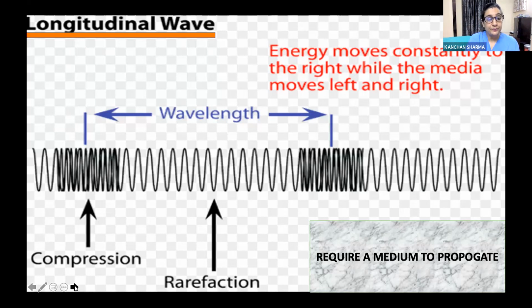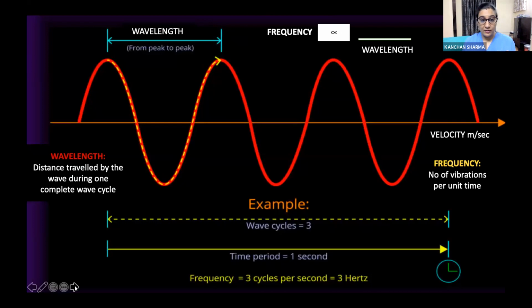Fine. Coming to the wavelength. When I say wavelength, it is the distance traveled by the wave during one complete cycle. So when I say one complete cycle, what does that mean? It means from one compression to another compression, or from one rarefaction to another rarefaction. Fine. So that is going to be the wavelength.